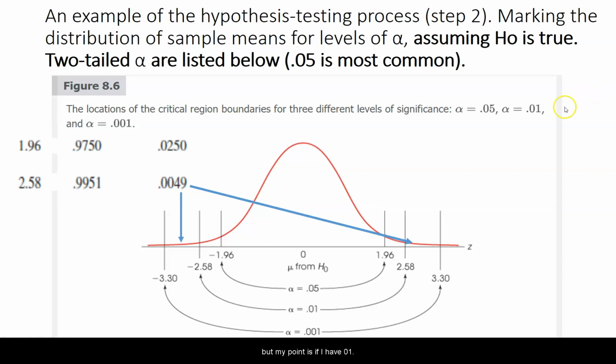But my point is, if I have .01, go with me on this, that's 99% that's in this white space, leaving only a total of 1% out here on the wings, on the tails. I must divide that 1%, 0.0100, by 2, and I get roughly 0.0050. And again, we're going to go with 0.0049 because that's the best that the tables offer us.